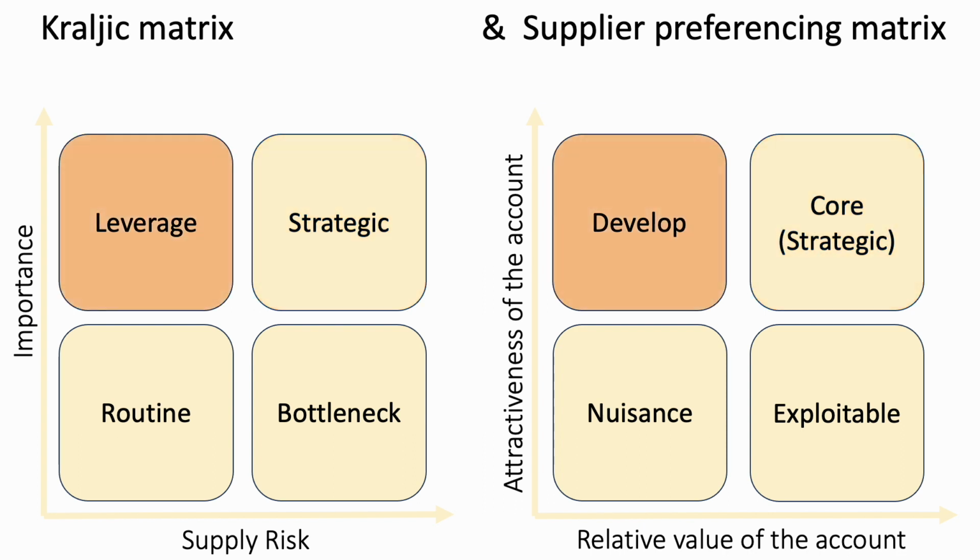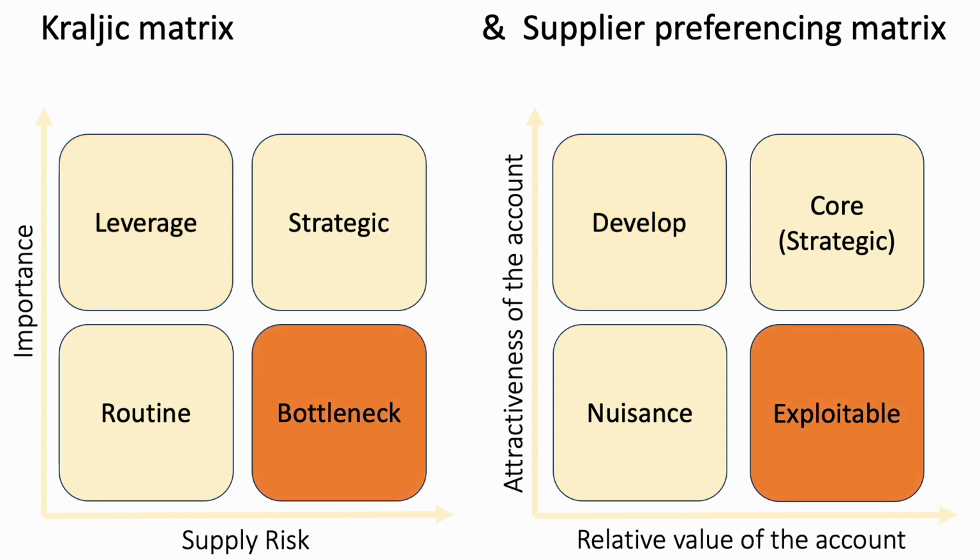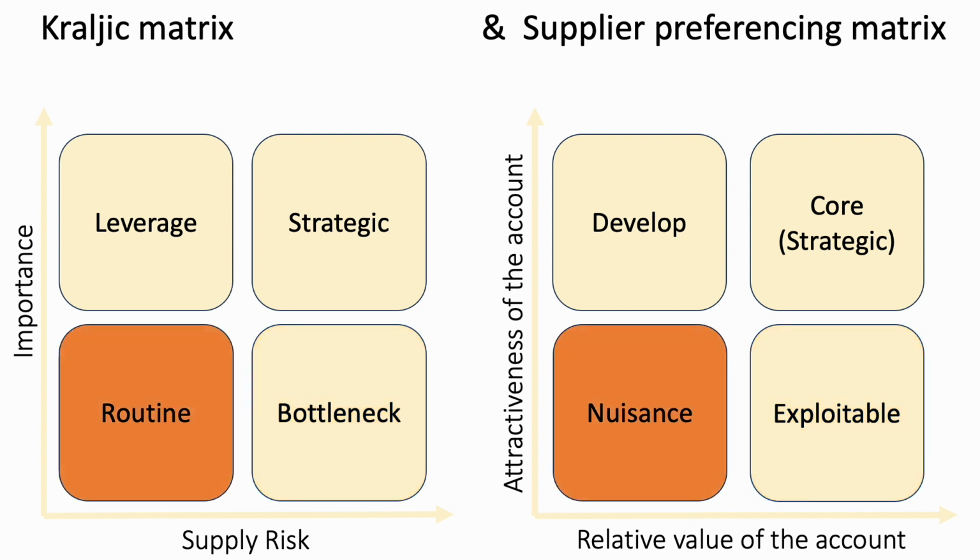Development items and situations where the buyer can leverage large orders show a potential for growth in the relationship. Bottleneck items and exploitable conditions highlight the supplier's upper hand, necessitating careful management by the buyer. Nuisance or non-critical items indicate areas with minimal investment from both parties, focusing efforts elsewhere. By aligning the two matrices, companies can optimize their supplier relationships, ensuring both parties benefit and supply chains remain stable.